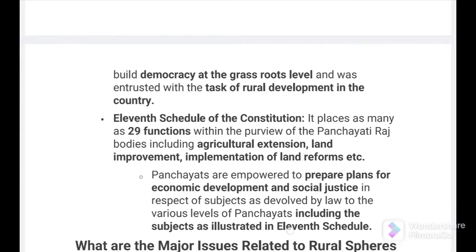11th Schedule of the Constitution. It places as many as 29 functions within the purview of the Panchayati Raj bodies, including agricultural extension, land improvement, implementation and land reforms, etc. Panchayats are empowered to prepare plans for economic development and social justice in respect of subjects as devolved by law to various levels of panchayat, including the subjects as illustrated in the 11th Schedule.